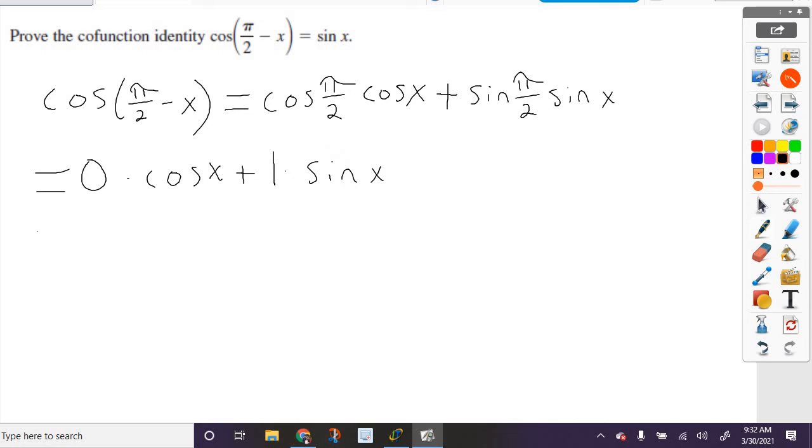Well, anything times 0 is going to be 0. Anything times 1 is going to be itself. So notice that we do indeed get sine of x. So you might see some questions and homework problems where it's actually asking you to help prove some identities using your sum or difference formulas. But remember that you apply the formulas the same way. You might just have a variable inside of one of your trig functions instead, and that's okay.